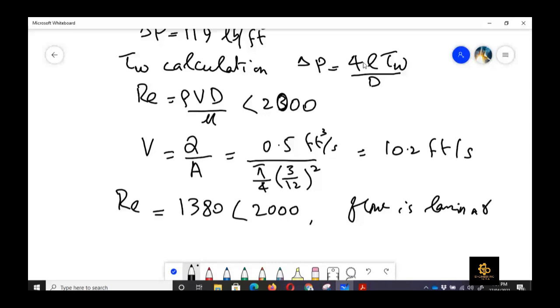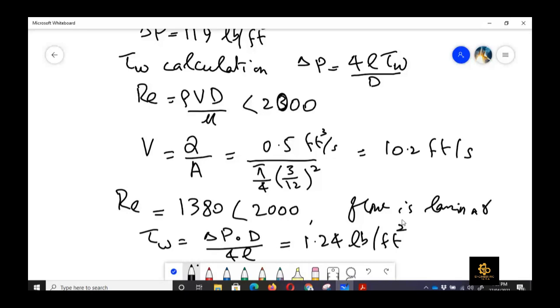So from here, tau omega would be equal to delta P into D divided by 4L. So from here, delta P we have calculated 119 in part 1, diameter is 3 by 12, 4 into 6, 6 feet is the length of the pipe across which delta P is 119. So from here we can calculate the shear stress, that comes out to be 1.24 pound per feet square. Right. So this was part A for this numerical problem.